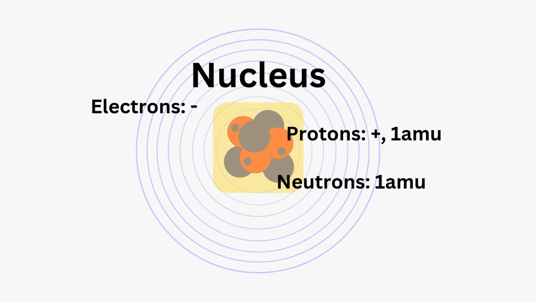Let's talk about the atom itself. So the nucleus is the center of the atom, and it's made up of protons and neutrons. Protons have positive charge and weigh 1 atomic mass unit. Neutrons have no charge and also weigh 1 atomic mass unit. Electrons have negative charge and weigh literally nothing.